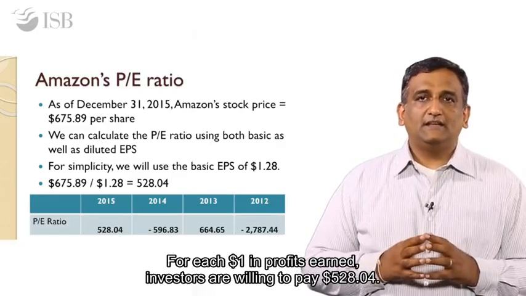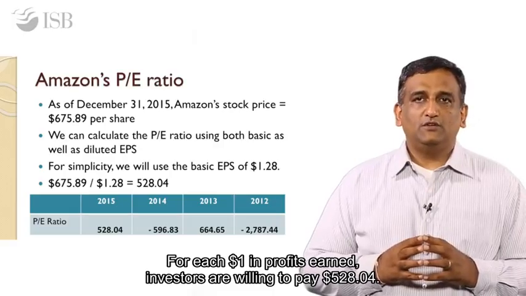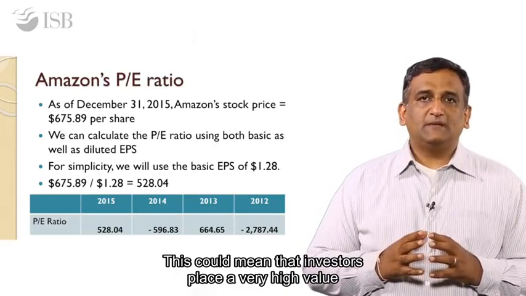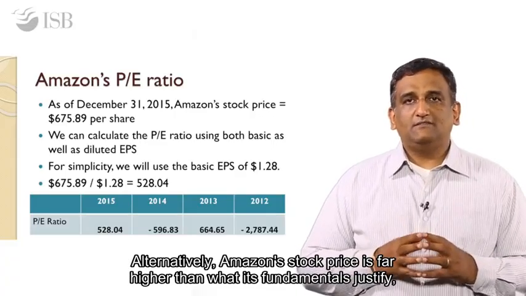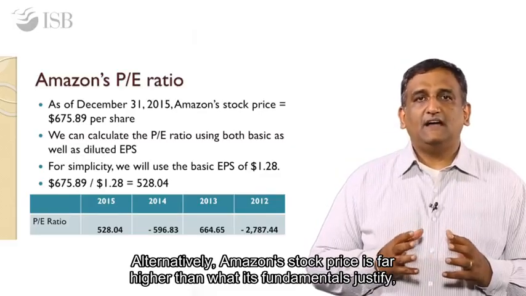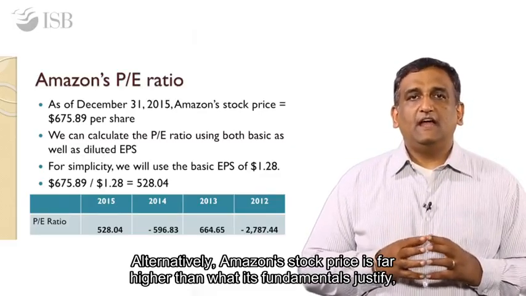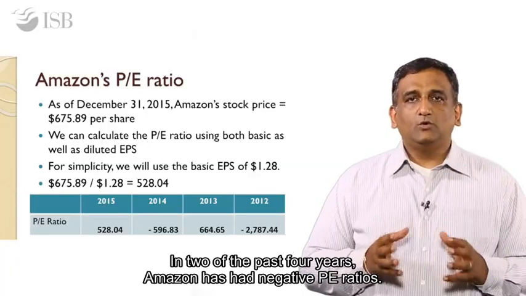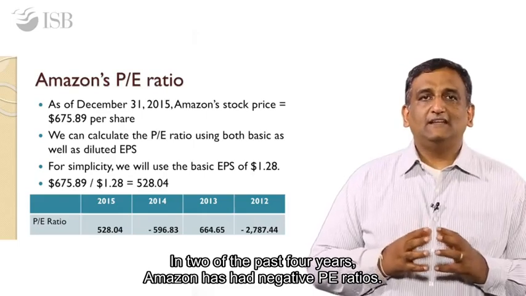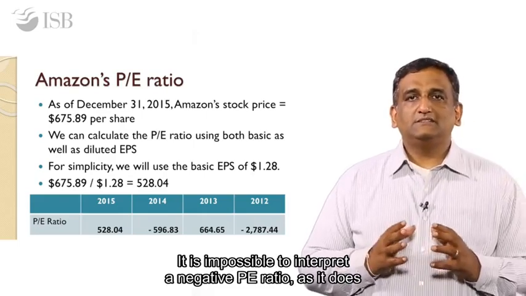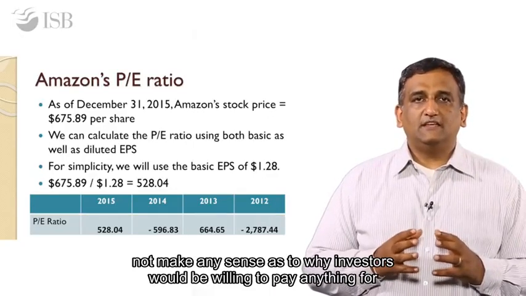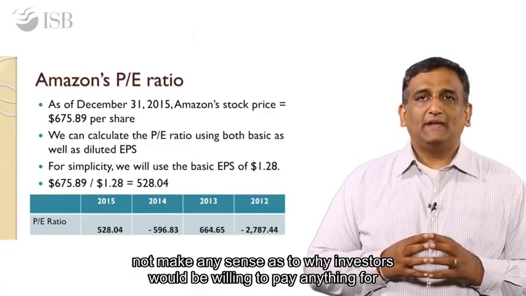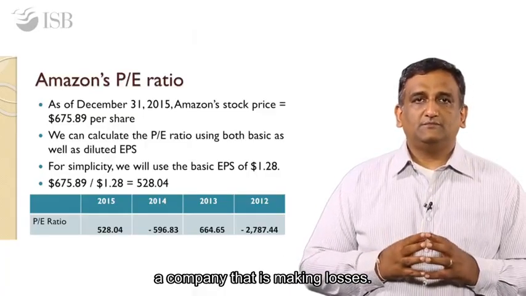For each $1 in profits earned, investors are willing to pay $528.04. This could mean that investors place a very high value on Amazon's future growth potential. Alternatively, Amazon's stock price is far higher than what its fundamentals justify and should be sold. In 2 of the past 4 years, Amazon has had negative PE ratios. It is impossible to interpret a negative PE ratio, as it does not make any sense as to why investors would be willing to pay anything for a company that is making losses.